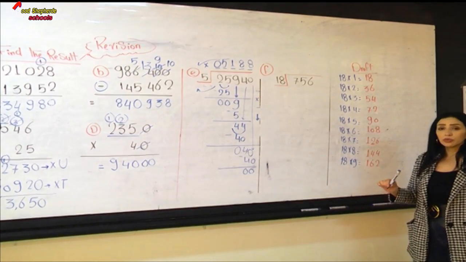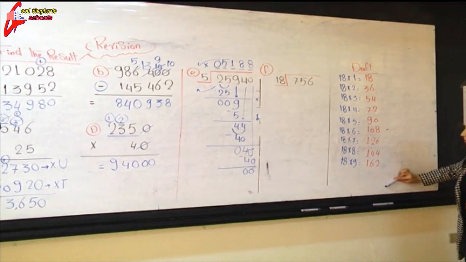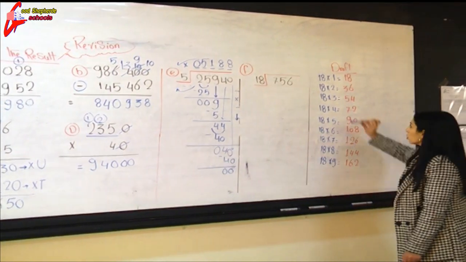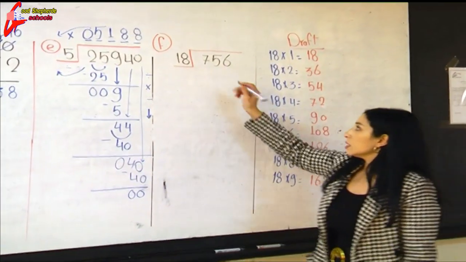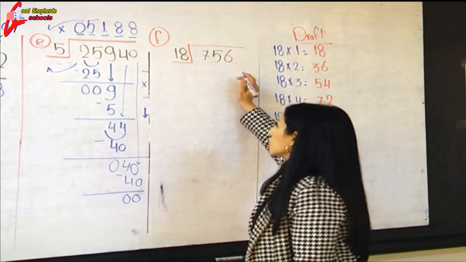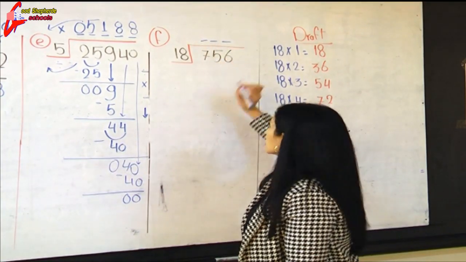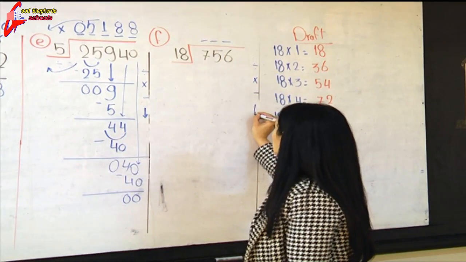Here, dividing by two digits in letter F, you must write in the draft the table of 18, all of table 18, to get all results in table 18 from 1 to 9. Here, how many digits do you have under the ladder? 1, 2, 3. Your steps: divide, times, minus, drop.